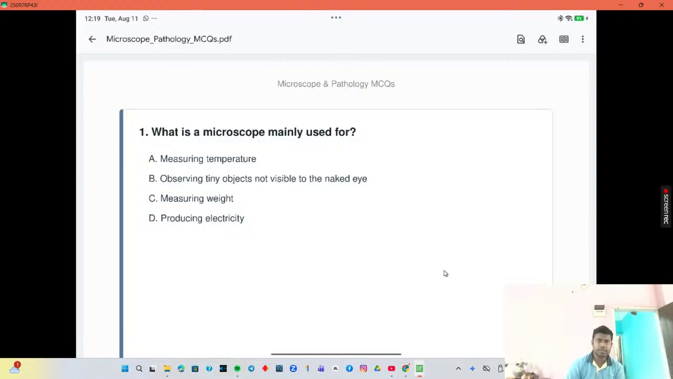So the first question is, what is a microscope mainly used for? Here four options are given: to measure temperature, to observe tiny objects which are not visible to our naked eyes, measuring weight, and producing electricity. Which will be the answer? Can you please help me with this question?